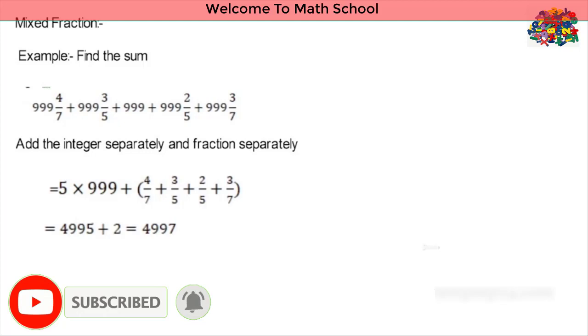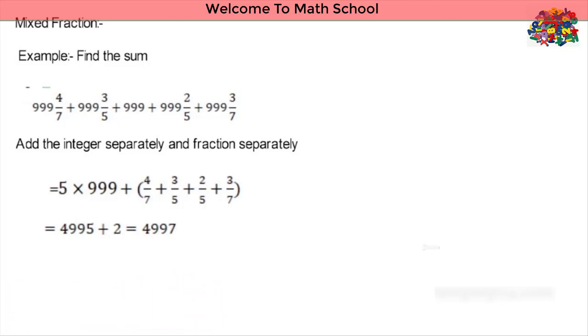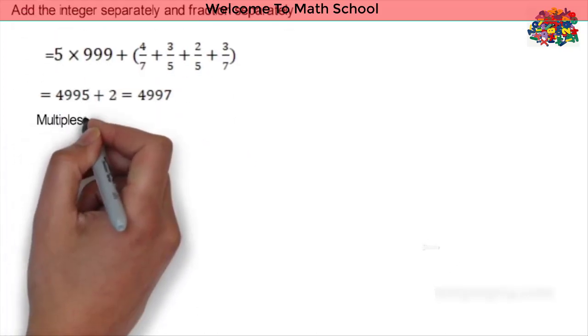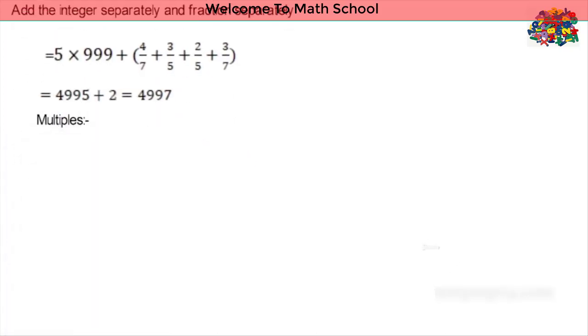999 five times is equal to 4995. And the sum of 4 by 7 and 3 by 7 is 7 by 7, which is equal to 1. And the sum of 3 by 5 and 2 by 5 is equal to 1. So 4995 plus 2 is equal to 4997. This is how to add or subtract mixed fractions.